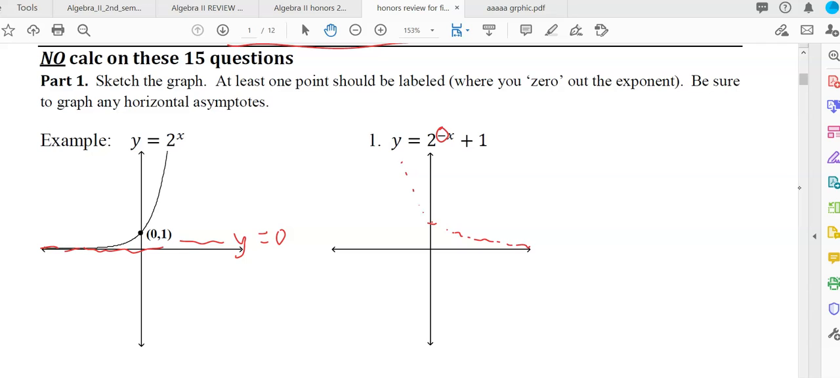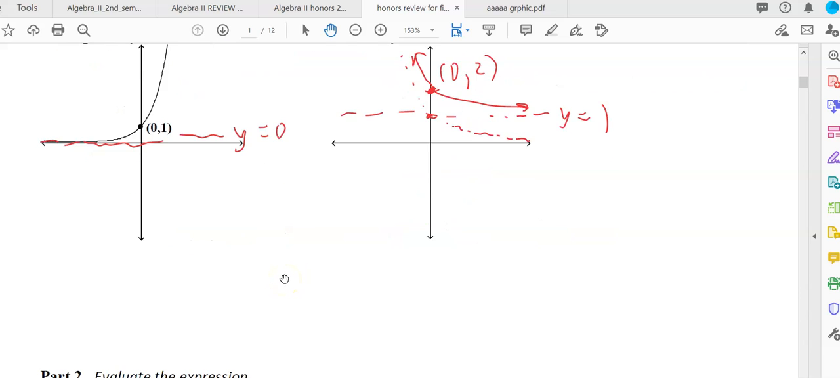The asymptote is at y equals 0, but this moves it up 1. So you're actually going to move the asymptote up from y equals 0 to y equals 1. And then the point, instead of being at (0, 1), is going to be (0, 2). The graph is going to come down and look something like that. I don't require a lot of points on that graph, just the behavior to be correct and the asymptote.